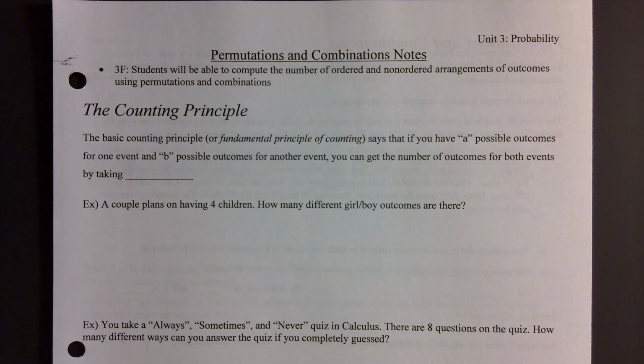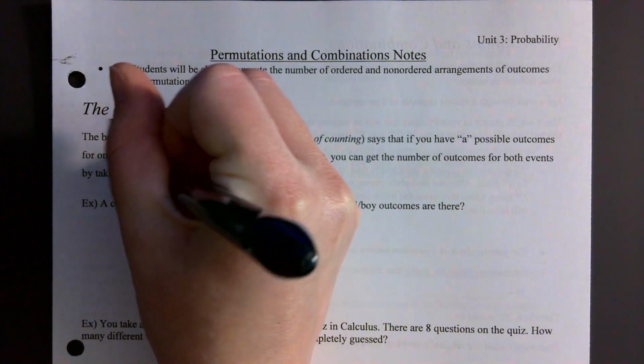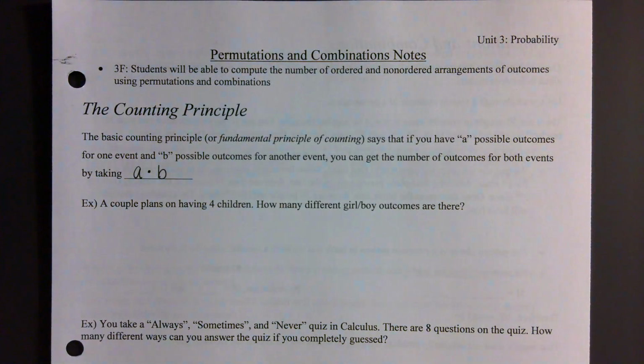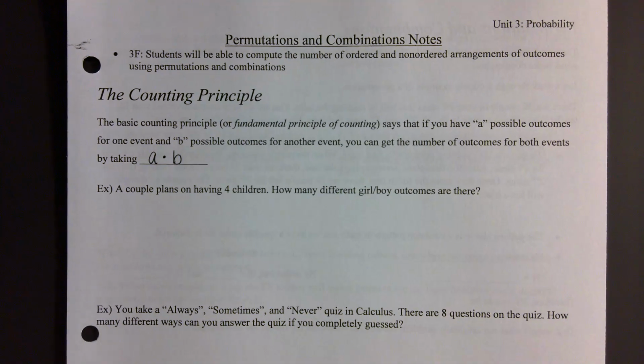So the basic counting principle, or the fundamental principle of counting, says that if you have A possible outcomes for one event and B possible outcomes for another event, you can get the total number of events by just multiplying the two together. So we take A times B. Now, you could also list out all the possible outcomes, which we have done in the past. So here's an example: a couple plans on having 4 children. How many different girl-boy outcomes are there?